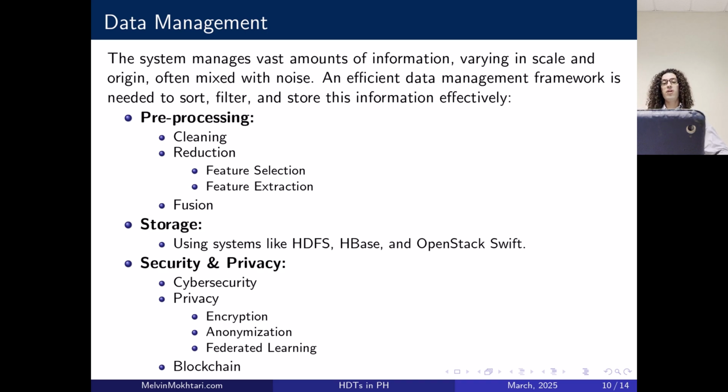So what we can do here is to go over 3 different steps. The first step is pre-processing. The pre-processing cleans the data by removing errors and filling gaps, and reduces it by simplifying without losing key information. 2 different approaches, feature selection and feature extraction, are used in this process. And at the end, we fuse the data from different sources.